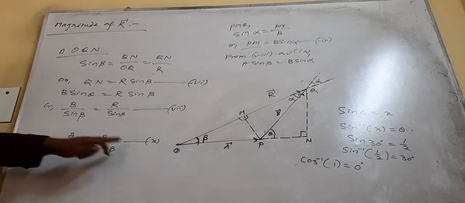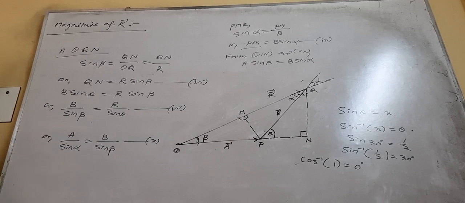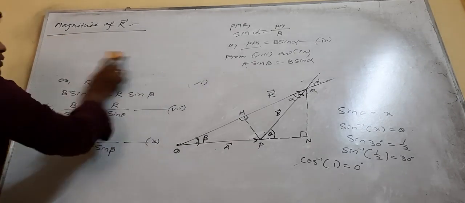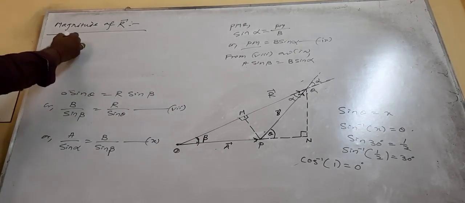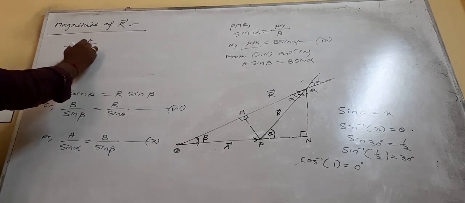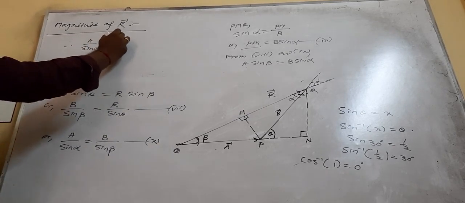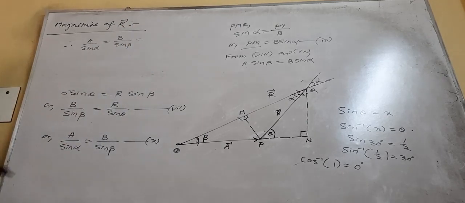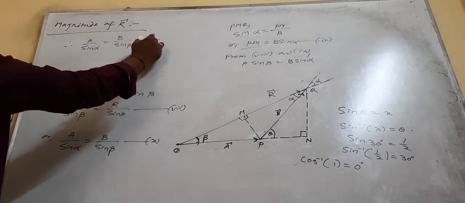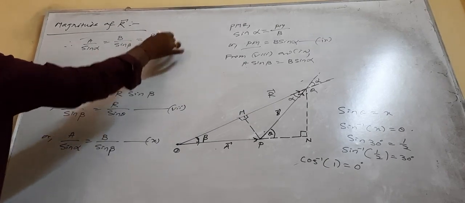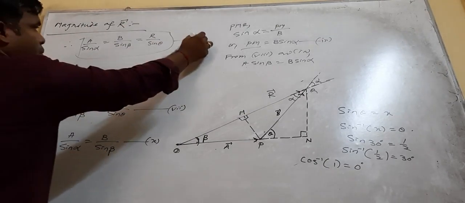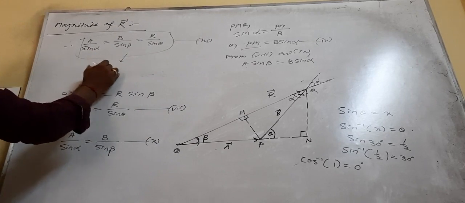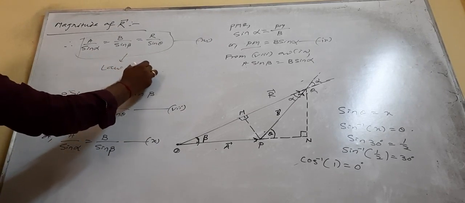In both the equations you have B by sine beta. Therefore, you can write A by sine alpha, B by sine beta is equal to R by sine theta. It is your equation number 11. It is your law of sines.